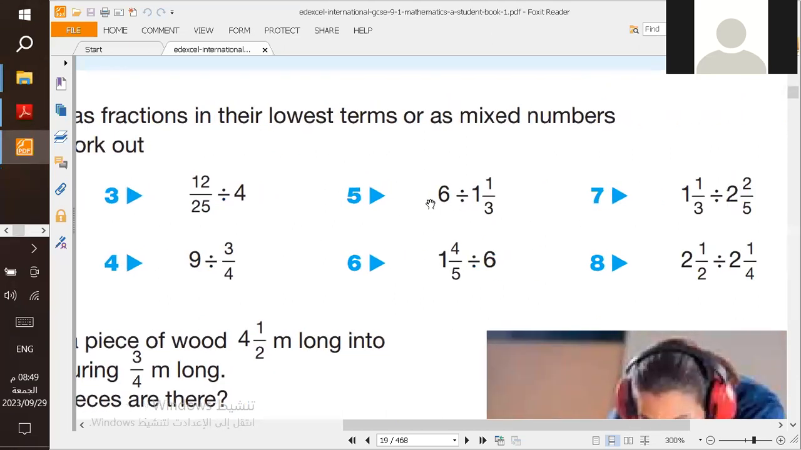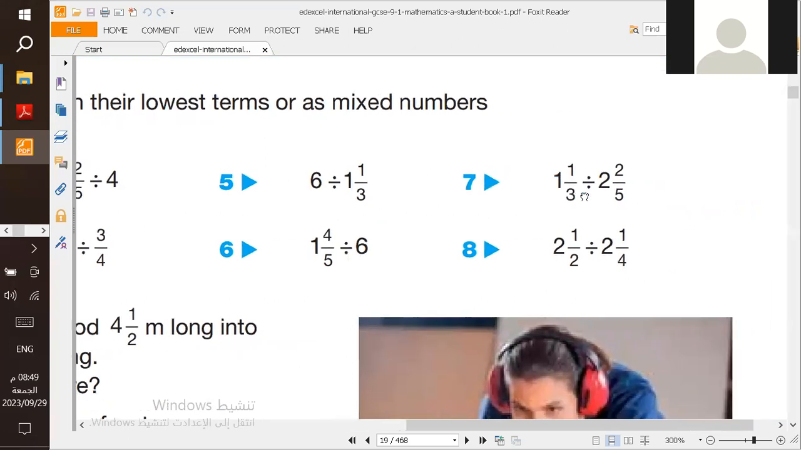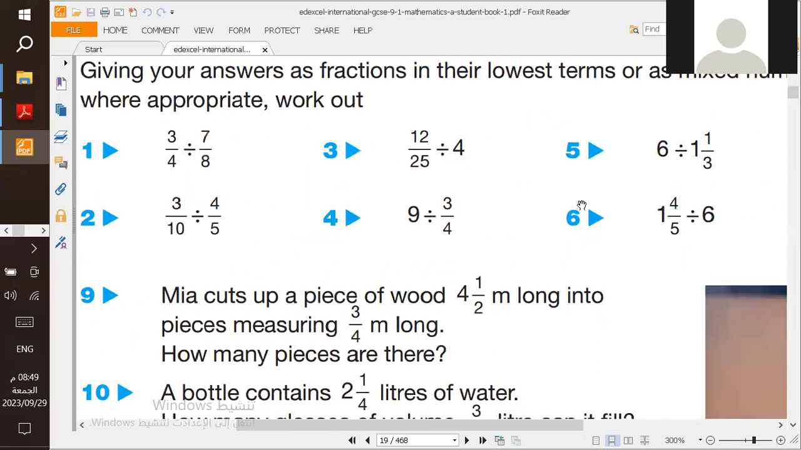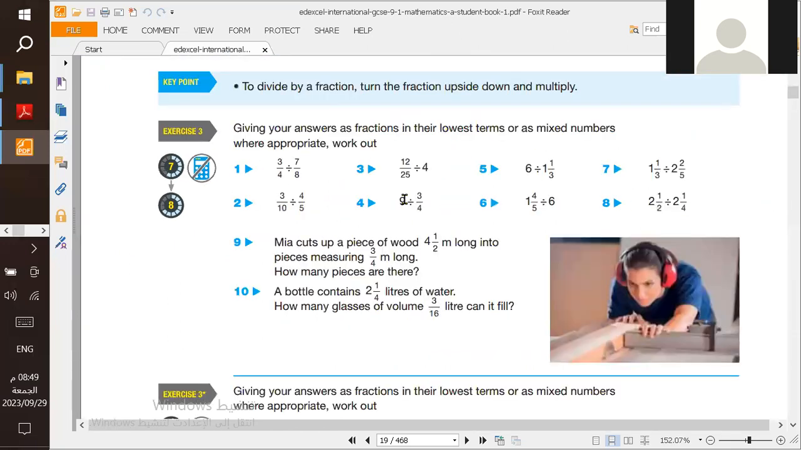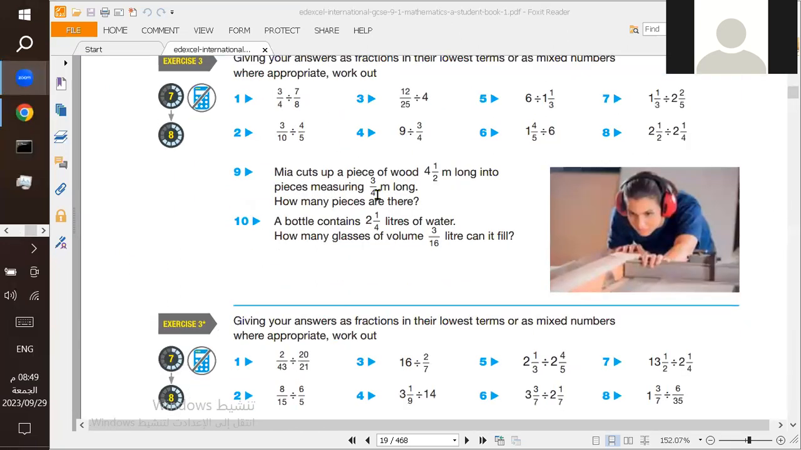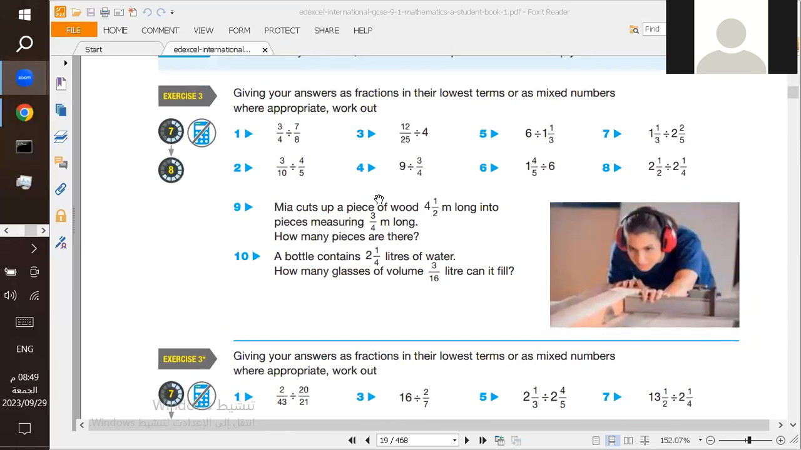Same idea here. I'll put 1 under it, and I'll turn this into improper, and then I continue my work. Same idea. That's this one. Same idea, okay? So for dividing fractions, they have the same steps, same ideas, and this is the rest of the questions.